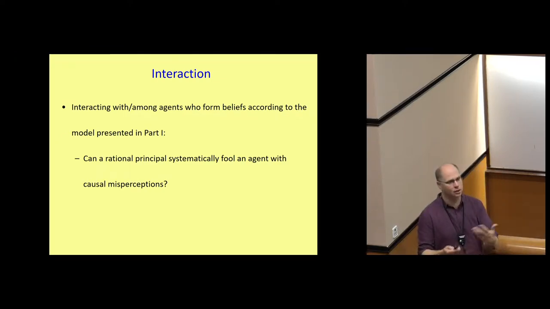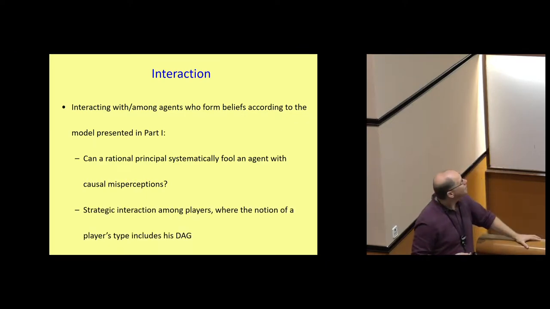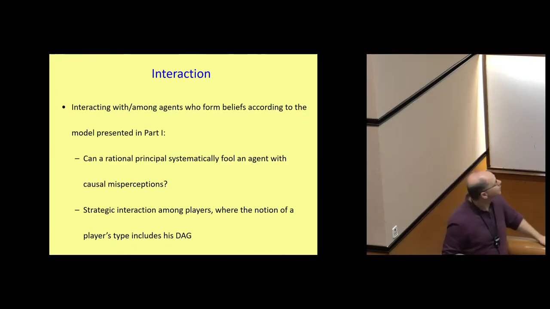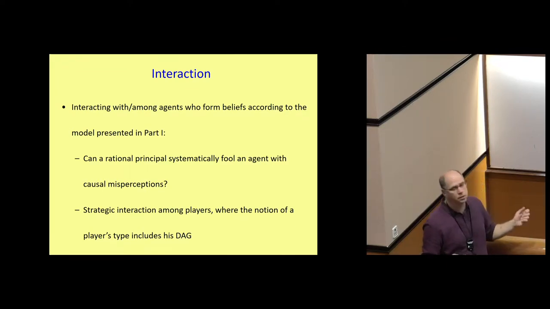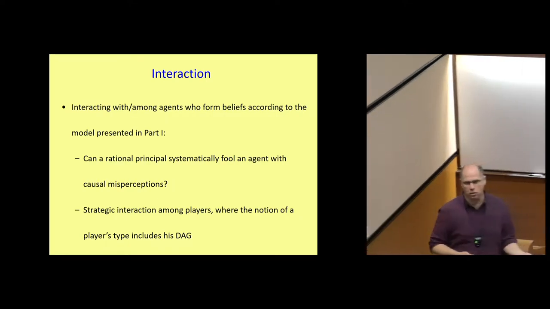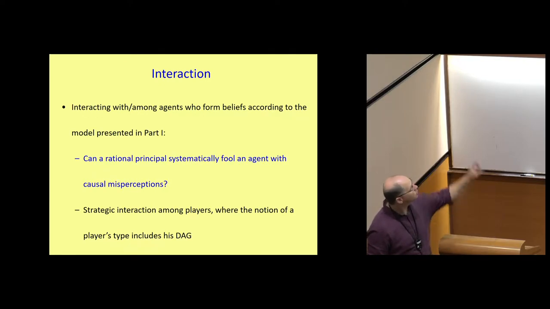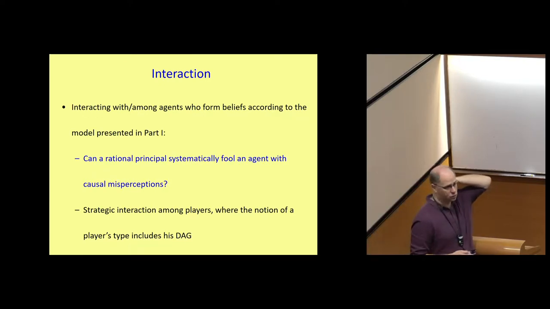For example, a central bank trying to get real effects from monetary policy. That's an example we're going to look at today. The other thing that I'm actually not going to talk about today is a strategic interaction between players where the notion of a player's type also includes his subjective causal model. So I won't have time to talk about that today, so I'll devote my entire attention to the first question.